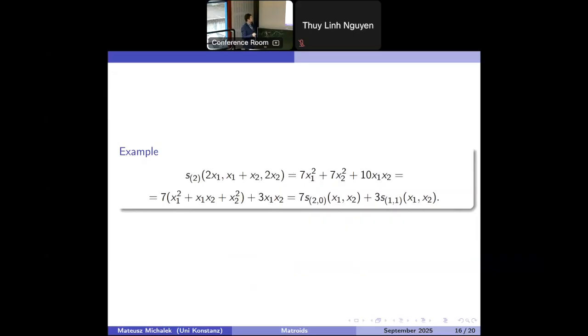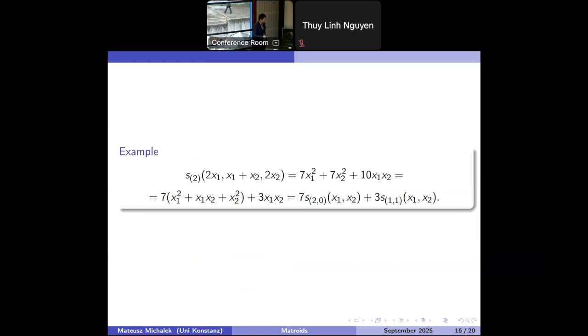So what are the sums? 2x1, x1 plus x2, and 2x2, okay? And now I take a complete symmetric polynomial, which means I have to square this, plus square this, plus square this, plus this times this, plus this times this, plus this times this. If I didn't make a mistake, it's such a symmetric polynomial.